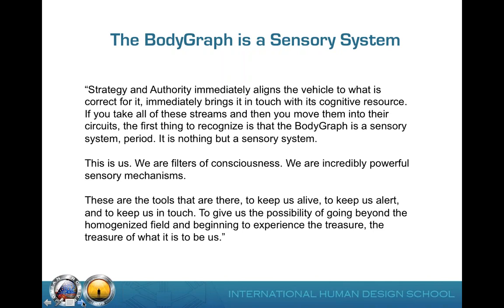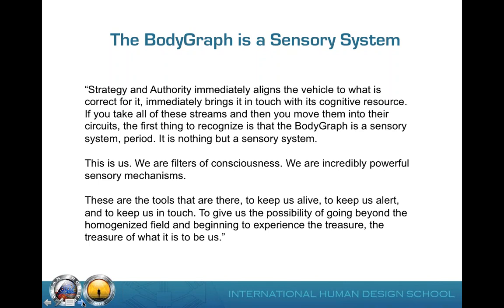So strategy and authority, which we all know about, immediately aligns the vehicle to what is correct for it, immediately brings it in touch with its cognitive resource. If you take all these streams and then you move them into their circuits, the first thing to recognize is that the BodyGraph is a sensory system, period. The BodyGraph is our body, right? So it's nothing but a sensory system.